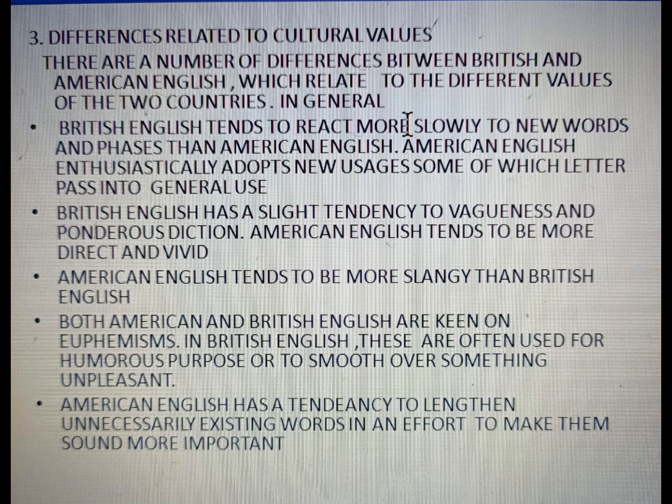Both American and British English are keen on euphemism. In British English, these are often used for humorous purposes or to smooth over something unpleasant. American English has a tendency to lengthen unnecessarily existing words in an effort to make them sound more important.